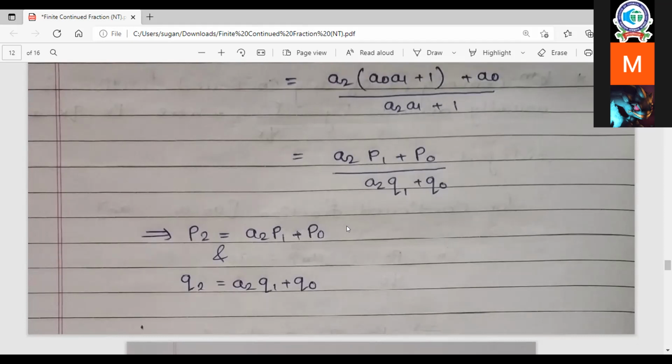Okay, P4 is A4 into P3 plus P2. Very good. What is the Q4 value? A4 into Q3 plus Q2. Very good. So what is happening now?